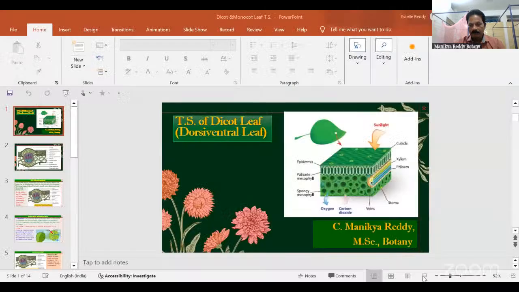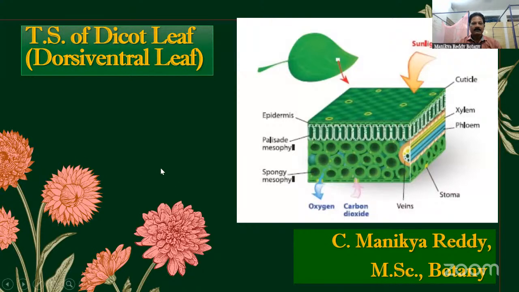The TS of leaf shows three parts. The first part is epidermal layers. Yeah, have a look. So today's class is TS of dicot leaf in the beginning. Later we'll discuss the TS of monocot leaf also.